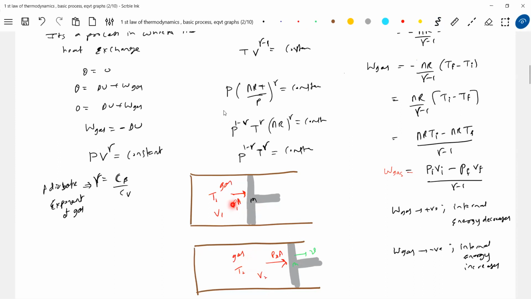So when the gas does positive work, definitely the internal energy will decrease. You can see here, when the gas does positive work, internal energy decreases. How can you see it? It's very simple. The force will act on a body, it accelerates, speed will increase, kinetic energy increases. Tell me, which energy should decrease? The internal energy of the gas will decrease.